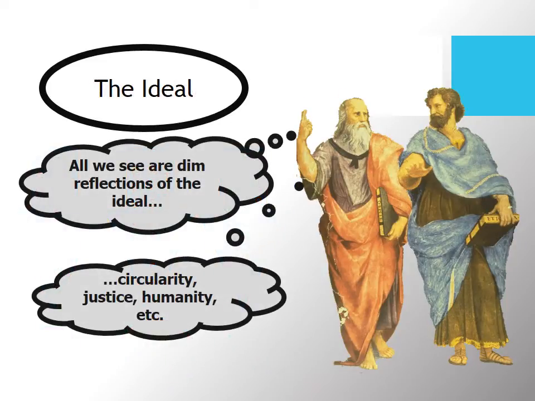So in his view, all we ever see are dim reflections of an ideal, and that holds for pretty much anything that you look at. There's no perfect circle in existence, there's no perfect justice, there's no ideal form of humanity, but we all have these sorts of properties, and we see them in the world around us because, in some sense, the things in the world around us participate in that ideal form that Plato was talking about.